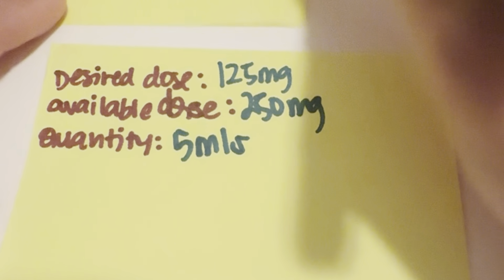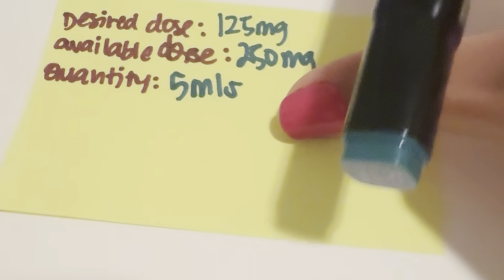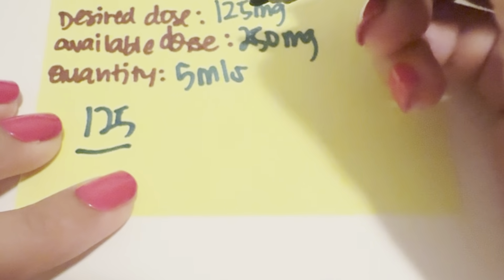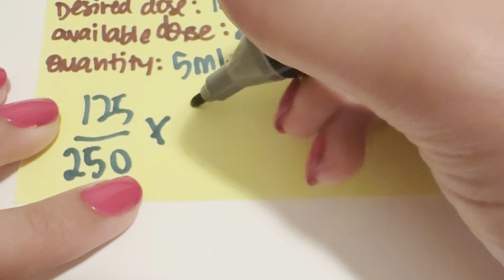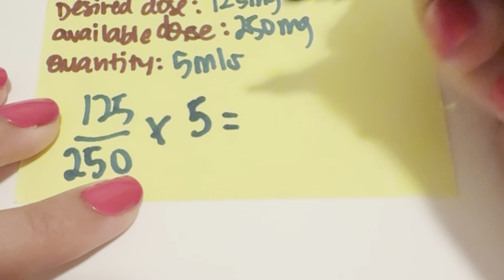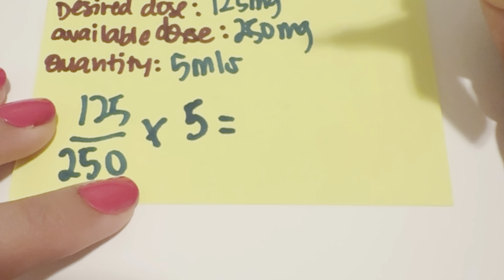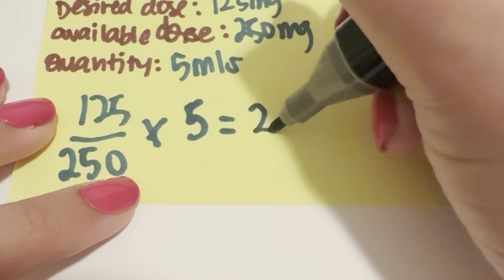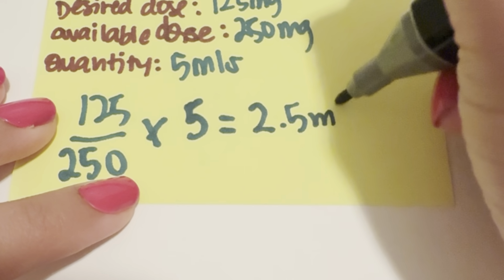Now, to calculate how many mLs you will give, you apply the formula, which is desired dose divided by available dose multiplied by 5, which, when you calculate it in the calculator, will be 2.5 mLs. Okay.